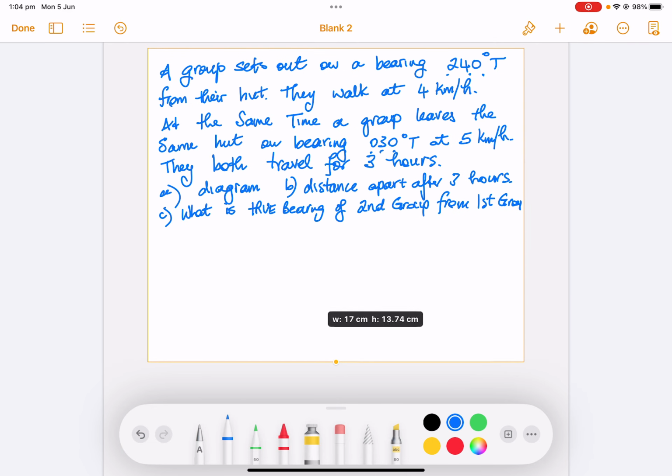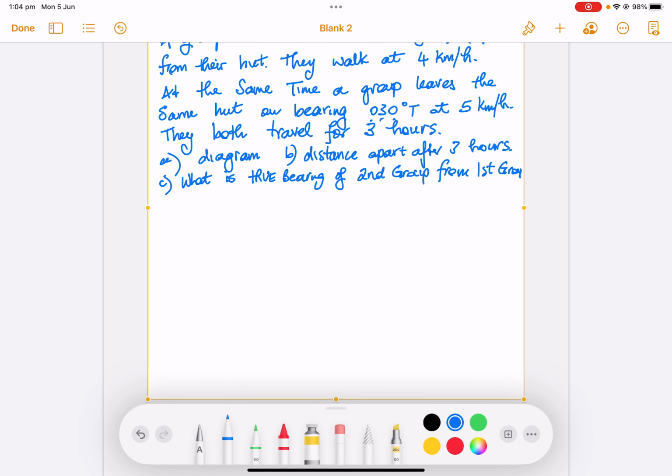Let's see if this works. Let's see if I can make that bigger. Let's get a diagram. Can I change the colour? Doesn't matter. Let's leave it as blue.